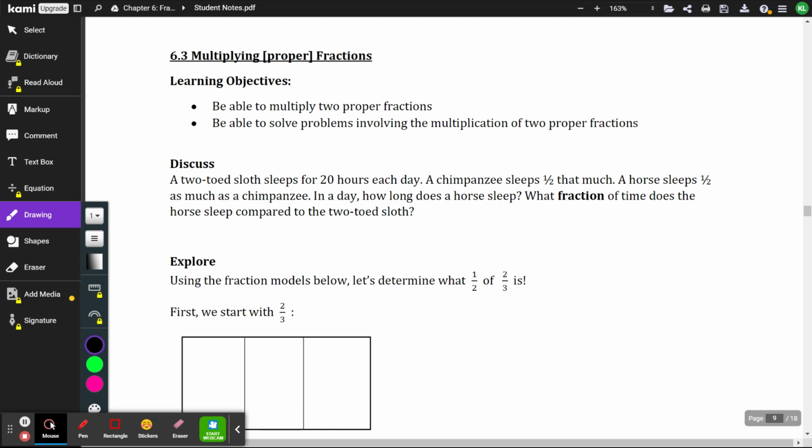So to warm up, I'll have you discuss. We have a two-toed sloth that sleeps for 20 hours each day. A chimpanzee sleeps half that much. A horse sleeps half as much as a chimpanzee. In a day, how long does a horse sleep? What fraction of time does the horse sleep compared to the two-toed sloth? So I'll have you pause the video and discuss. How much does a horse sleep compared to a sloth?